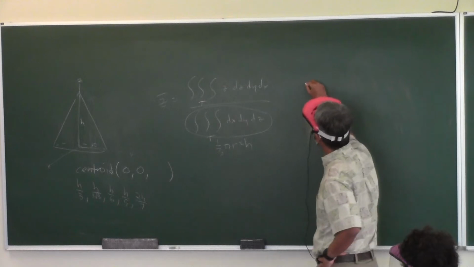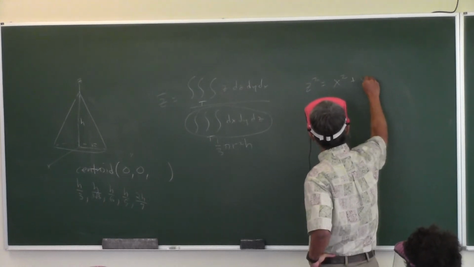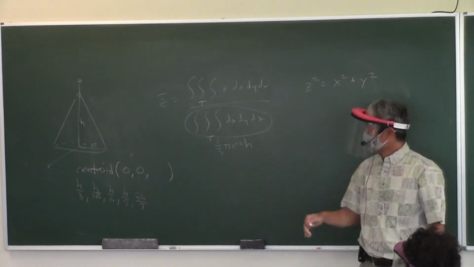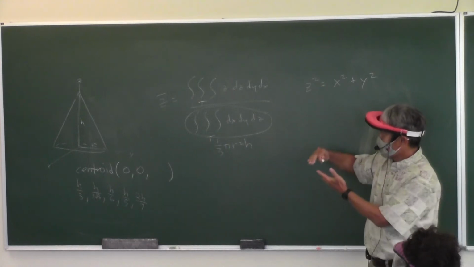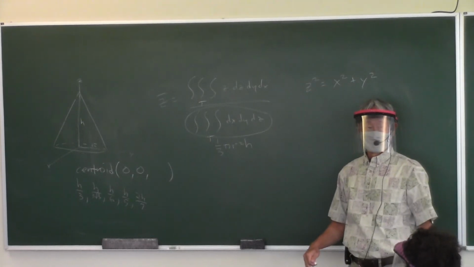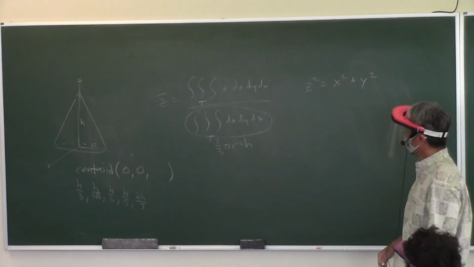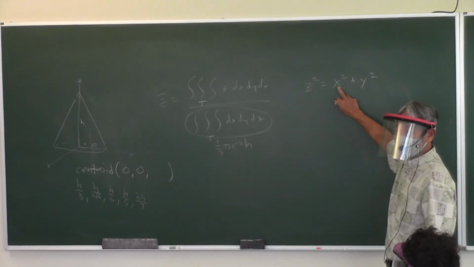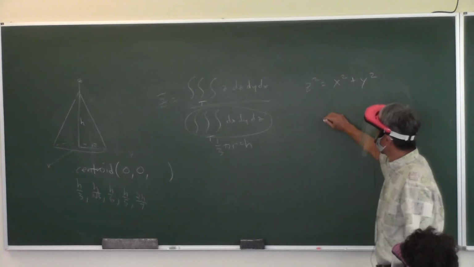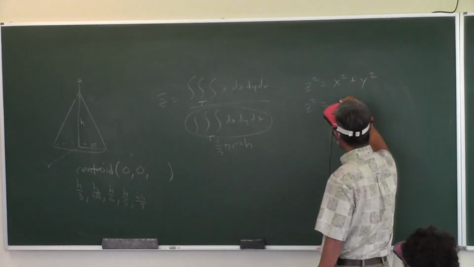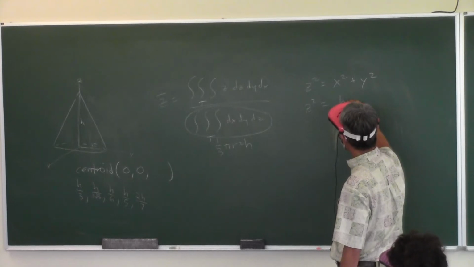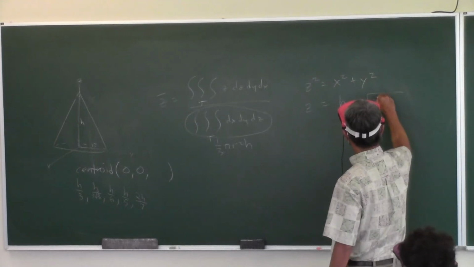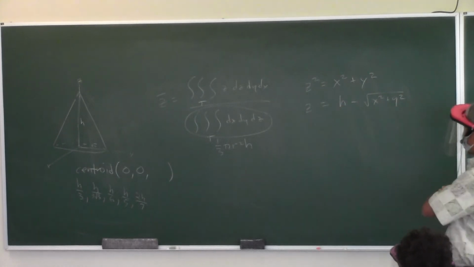z squared equals x squared plus y squared. Well, isn't this the equation of the quadratic cone? But then you got both of them, the one going up and the one going down, right? We only want the one going down, and then we're gonna shift it up h. So h minus the square root of x squared plus y squared. Z equals... Say that again? Only z, not z squared, equals h minus the square root of x squared plus y squared. Does that work?